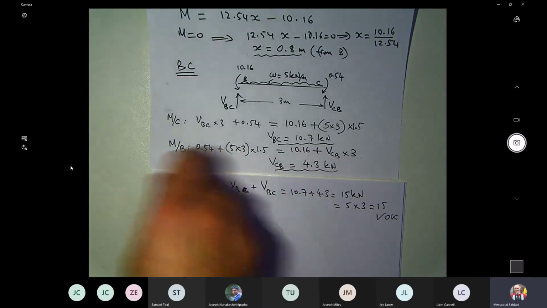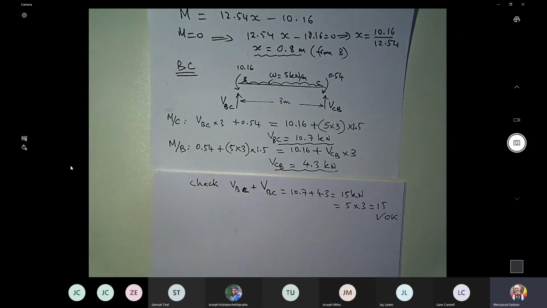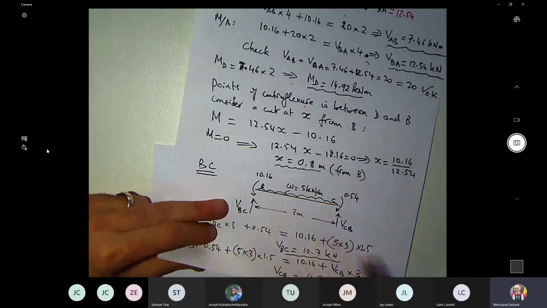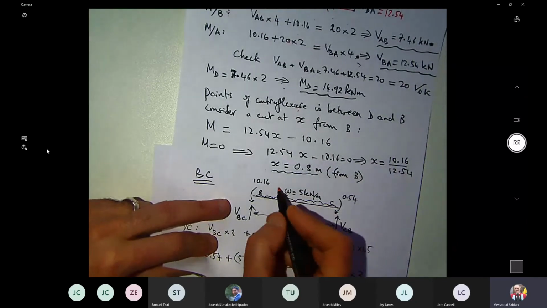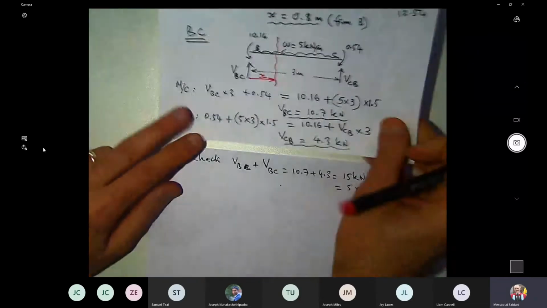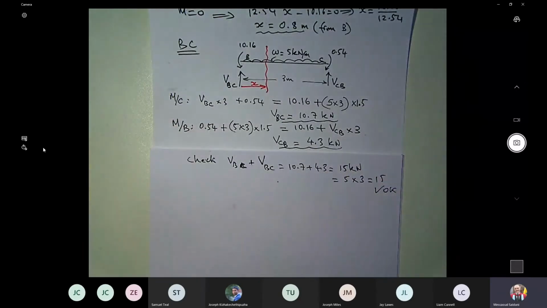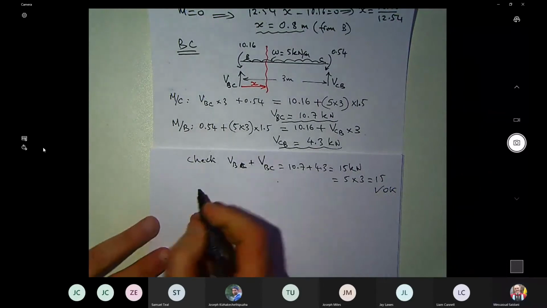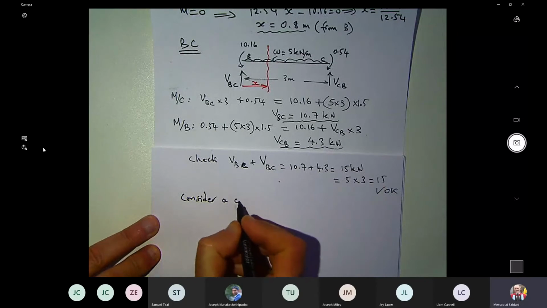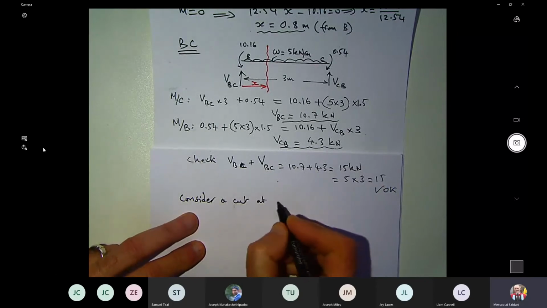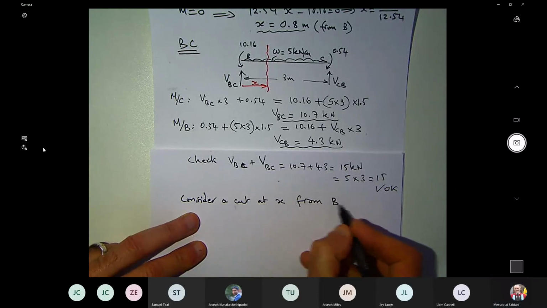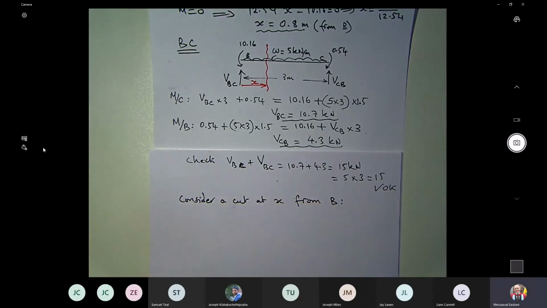So now we do the intermediate values by taking a cut. So I'm going to take a cut here. Shall we take the origin at A? It doesn't matter. Okay, let's take the origin at B, sorry. So we have X there. So consider a cut, or section at X from B.